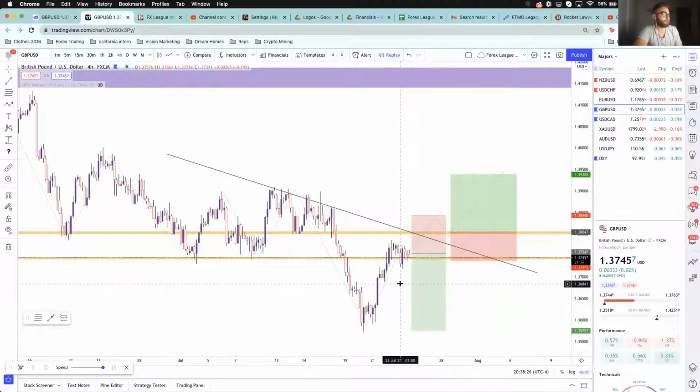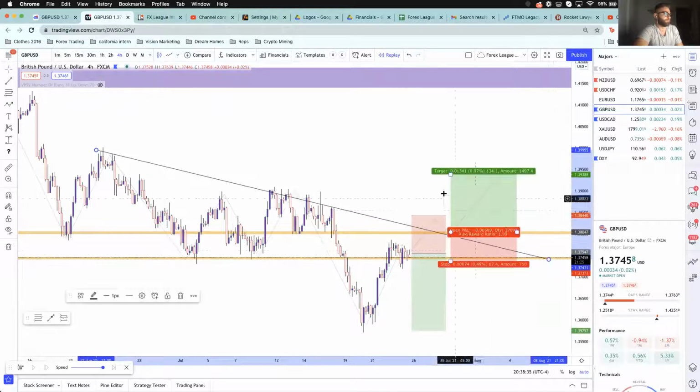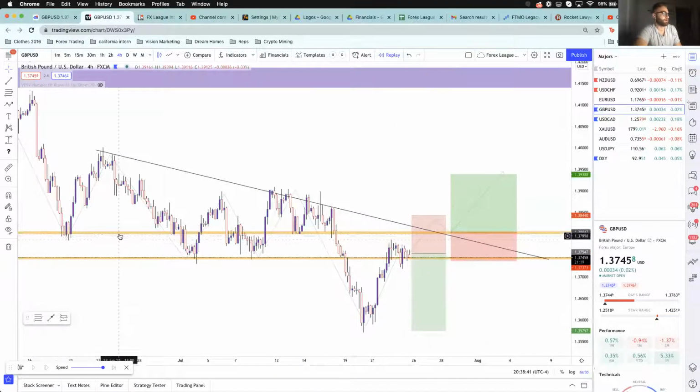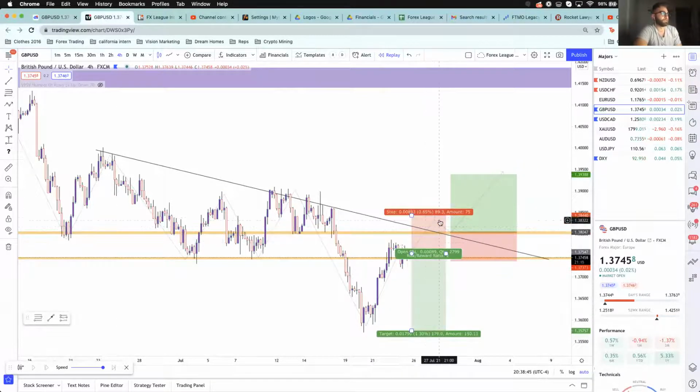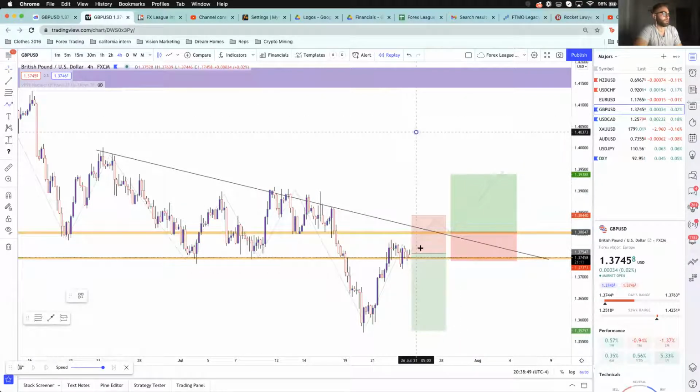Now, what happens with this is, I'm just going to adjust this a little bit, if price manages to break this trend and break this resistance level up here, this is another 4-hour support level, then we are officially going to be looking for buys. So that's why I have my two ideas marked. We've got idea number one, which would be to just short right now.